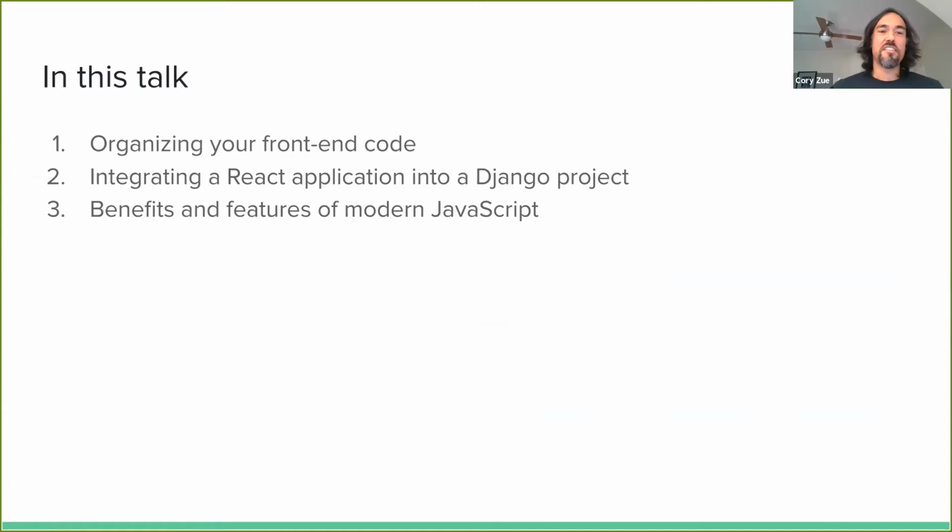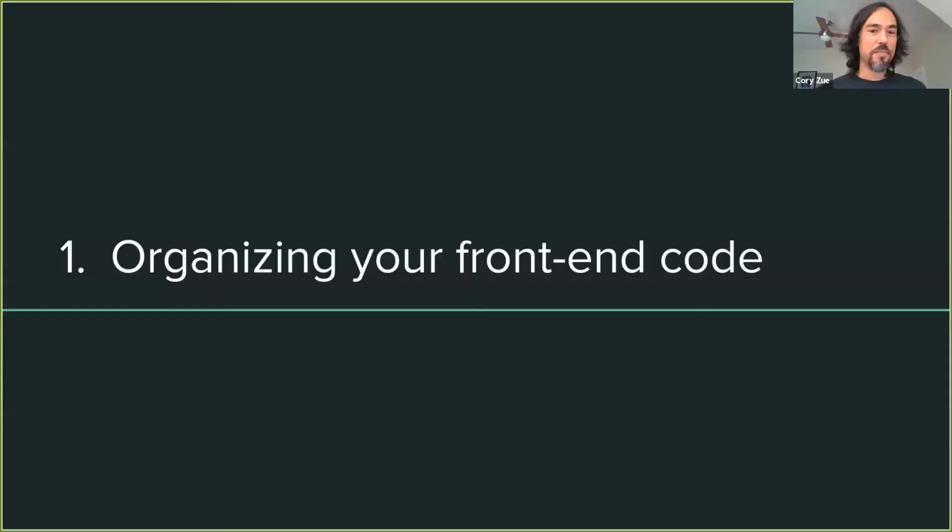So this talk is broken up into 3 parts. The first is about front-end organization, so just how your front-end code interacts with your Django projects. The second will be on integrating a React application into a Django project. And that's not because I think React is the best framework or anything else, but I think a lot of the things that come up will come up with any modern JavaScript framework, and it's a good way to explain a lot of these concepts. And then in the last bit, I'll touch on some of the benefits and features of this modern complex JavaScript ecosystem. So let's talk about organizing front-end code.